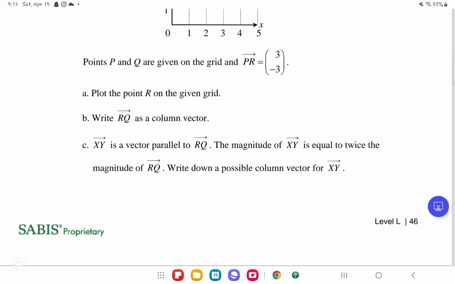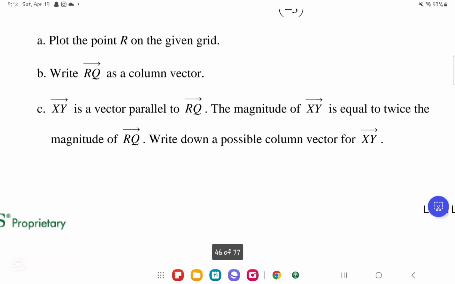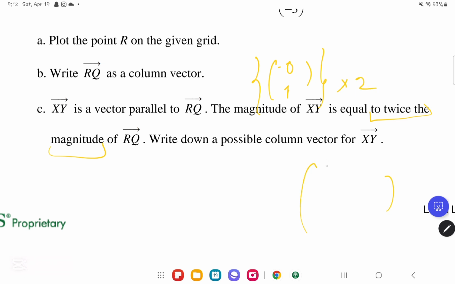Then they told us in part C, xy is a vector parallel to RQ. The magnitude of xy is equal to twice the magnitude of RQ. Write down a possible column for vector xy. We have the vector RQ up, it was 0, 1. If it's equal to twice the magnitude, then this is going to be times 2. And then the new vector column, it's going to be 0 times 2, which is 0, and then 1 times 2, which is then 2.